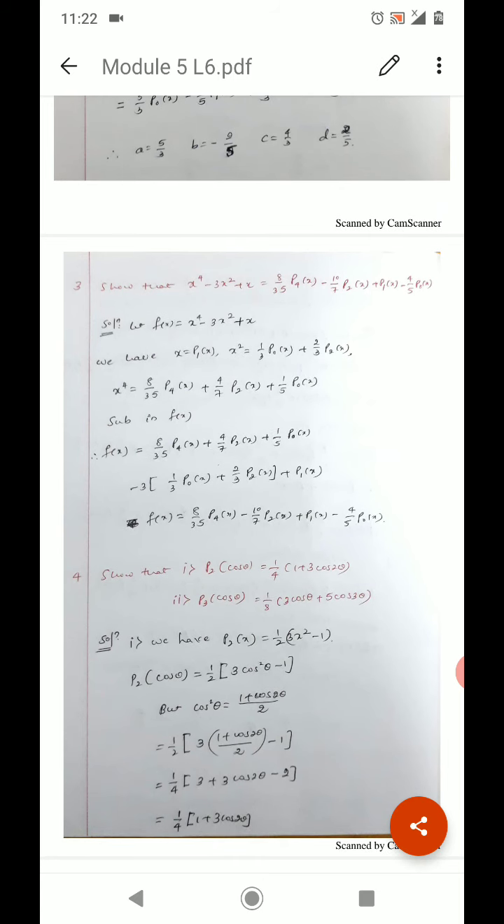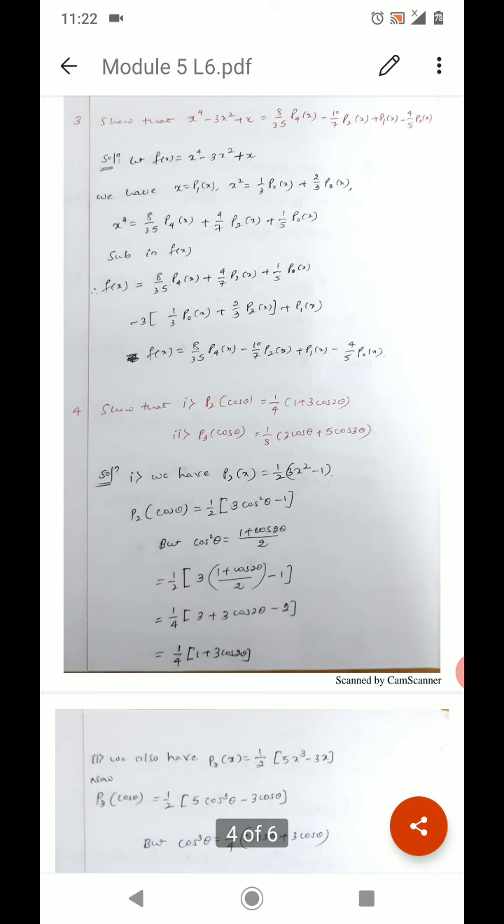Next problem, show that x power 4 minus 3x square plus x equal to 8 by 35 P4 of x minus 10 by 7 P2 of x plus P1 of x minus 4 by 5 P naught of x. This is similar to the above problem, so solve it yourself.